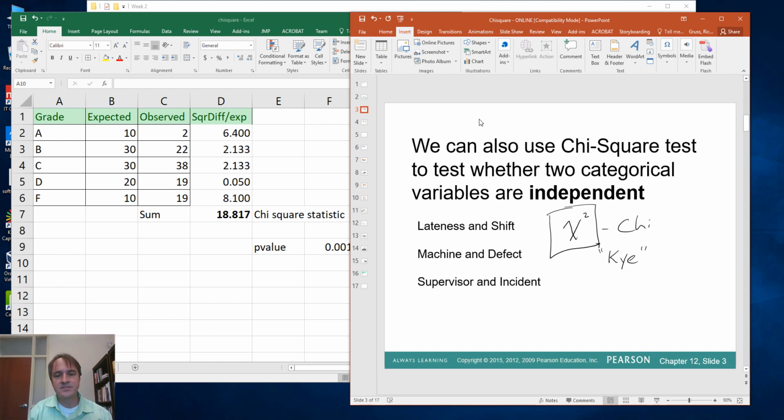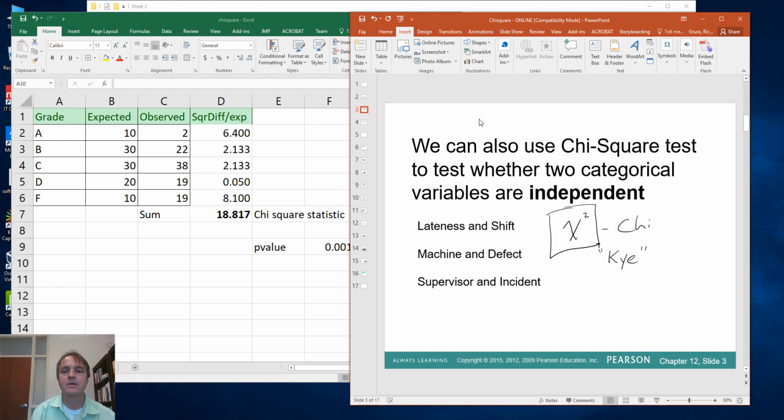Another example of where this might come up is particular machine. So you have machine A, B, C, and D, and you want to see whether the actual machine and the tendency to produce defect versus non-defect, that again is a categorical variable. So we can see if machine is independent of producing defective products. Another thing is a supervisor versus an incident. There might be a safety incident, did a safety incident happen? Yes, no, and you could see if that value is independent of supervisor A versus supervisor B.